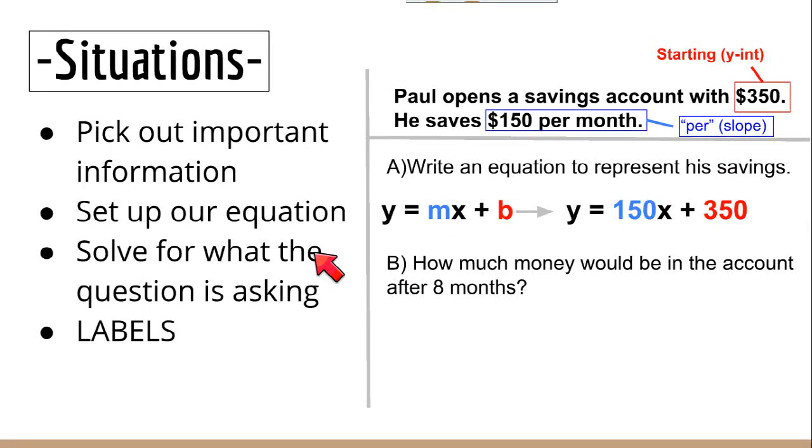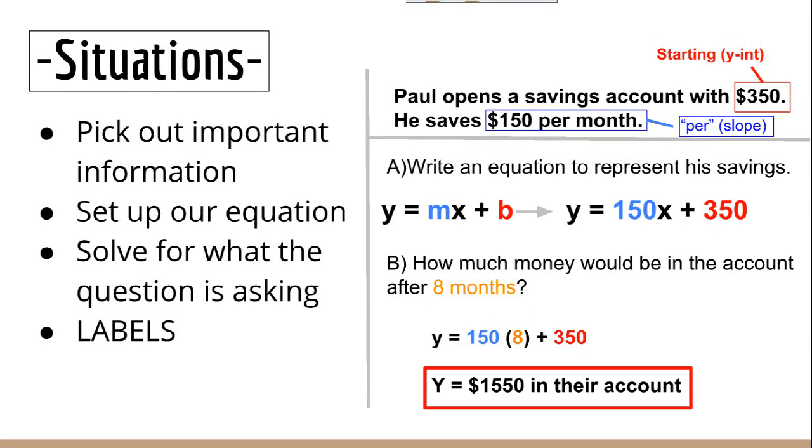And then the next step is to solve for what the question is asking. So the question is asking how much money would be in our account after 8 months. So let's think about this. All we're really doing is taking this 8 months and we're going to sub it into our equation. We know that he gets 150 saved per month. That x over here represents per month. So x for months is where our 8 would go. So we're taking our 8 months, substituting it in, and then we're just working this out. So if we work this out, we end up with y, which is how much money he's going to have, is $1,550 in their account. Remember, don't forget your labels, guys.